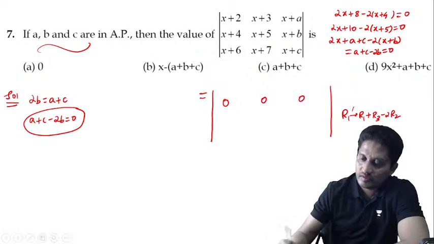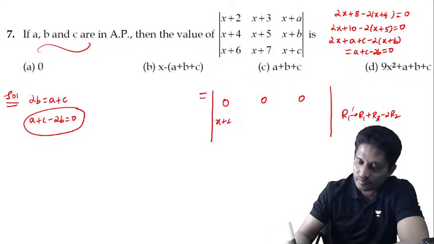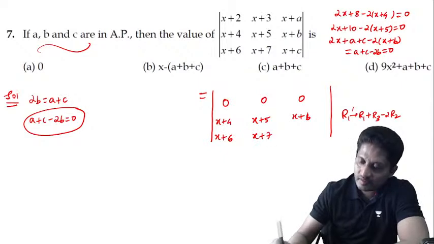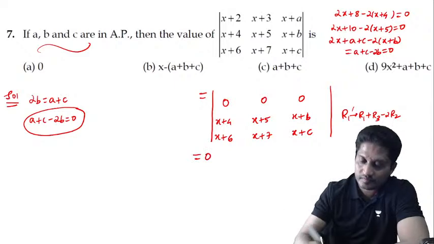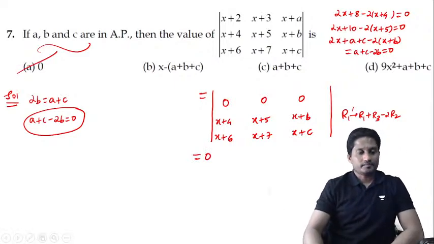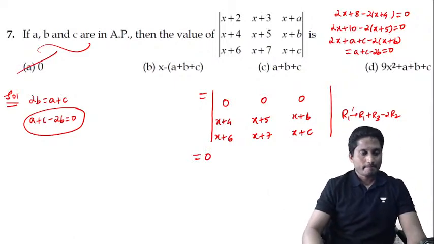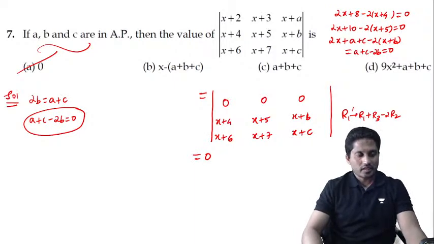This is 0. Second row will be equal to x plus 4, x plus 5, x plus B. The last row is x plus 6, x plus 7, and then x plus C. All 0 property, it will be 0. Answer is option E. Is that clear, guys? Let's move to the next question.